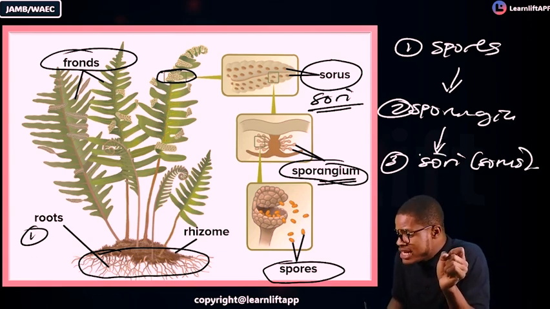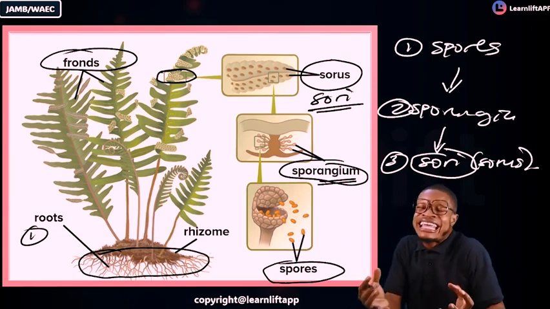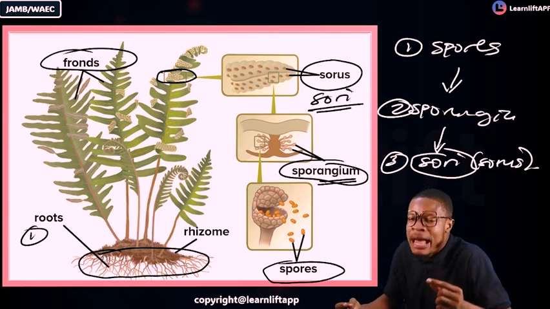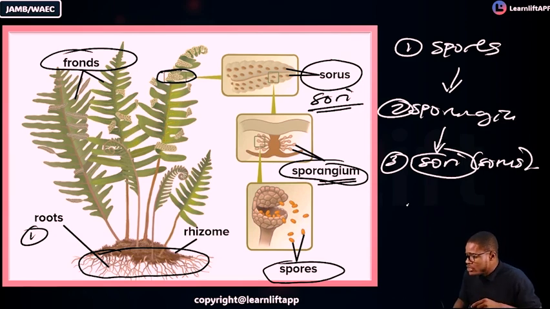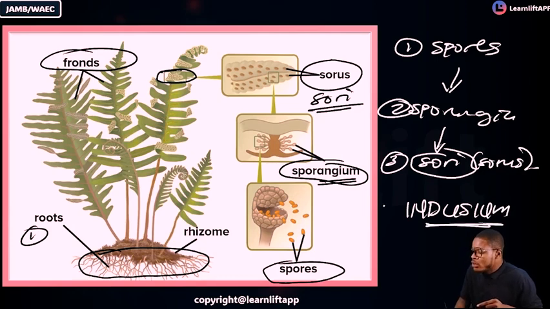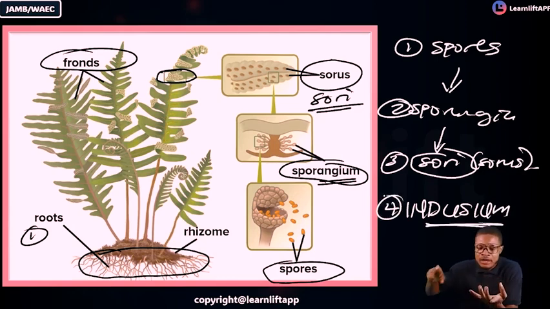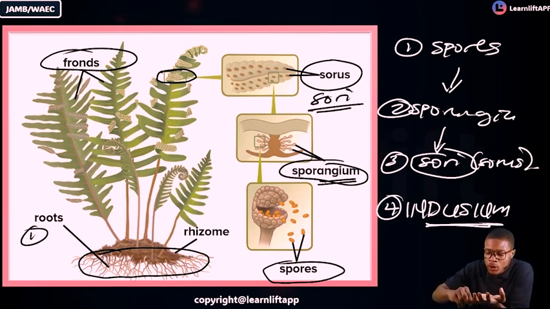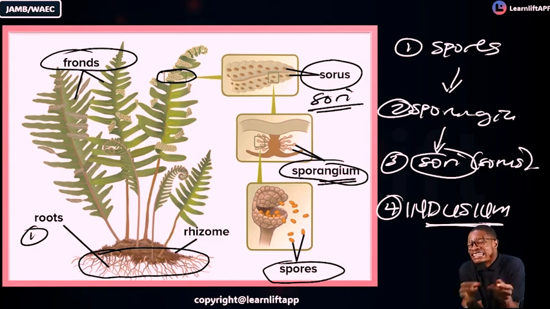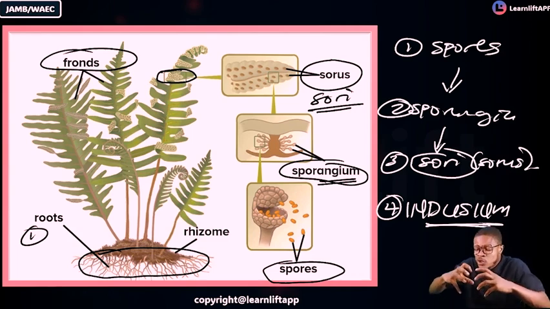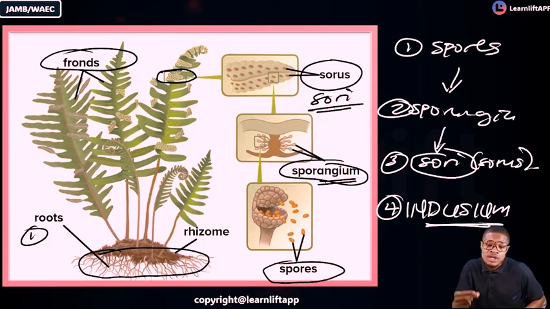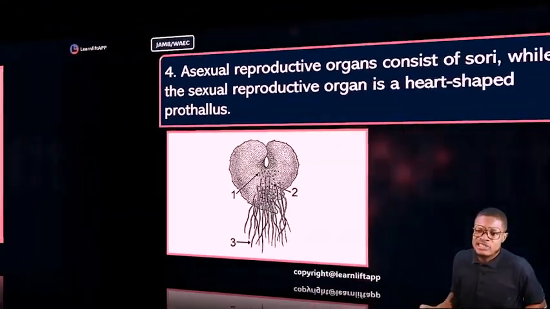Now, the sori is protected by a flap or a cover, and that cover is called your indusium. What is it called? Indusium. In other words, these four things, you must not play with it. Number one, spores. Spores are housed in a structure called sporangia. Aggregation of sporangia forms the word sori. Sori is the plural. The singular form is sorus. And what covers and protects the sori is called the indusium.